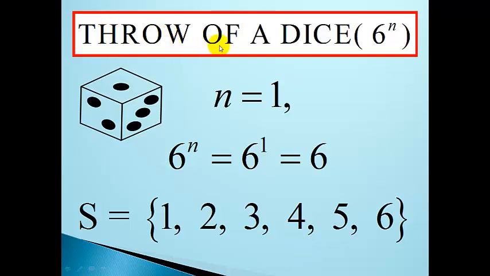Now we have the throw of a dice, and the expression for determining the number of sample space is 6 raised to the power n. Now when n equals 1, it means that the dice is thrown once. So the sample space will be 6 raised to the power n, where n equals 1. So we have 6 raised to the power 1, and that is 6. That is how come we have S equals 1, 2, 3, 4, 5, 6. So the number of sample space will be 6.